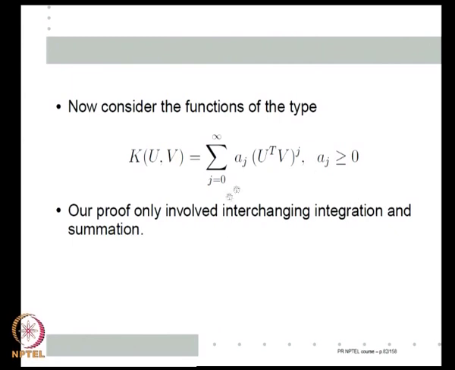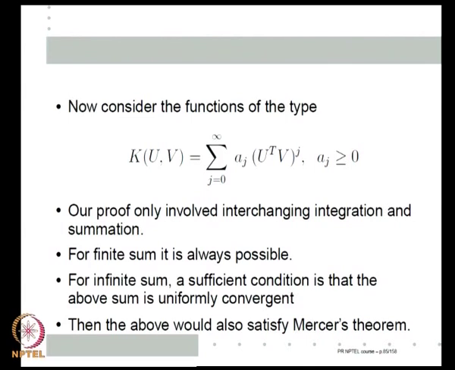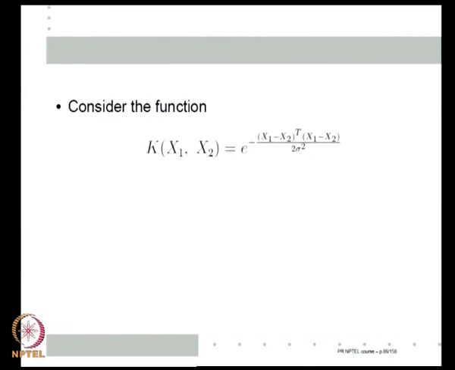So, if I consider infinite sums, a proof only involves interchanging integration and summation. Finite sums are always possible. For infinite sums, a sufficient condition is that the above sum is uniformly convergent. So, series like this, which are uniformly convergent, also form kernel functions. Now, using this, we can find another interesting kernel. Let us say I consider the function k(x1, x2) equal to e to the power of minus (x1 minus x2) transpose (x1 minus x2) by some constant, which we call 2 sigma square, because it looks like a Gaussian. Essentially, e to the power of minus norm of x1 minus x2 whole square by 2 sigma square.